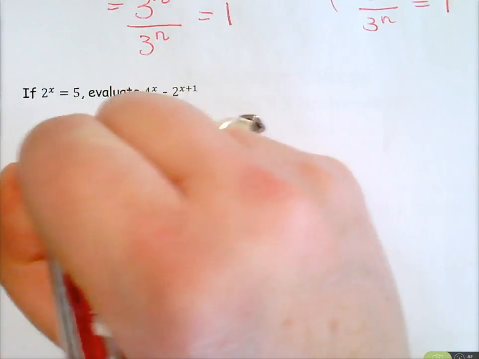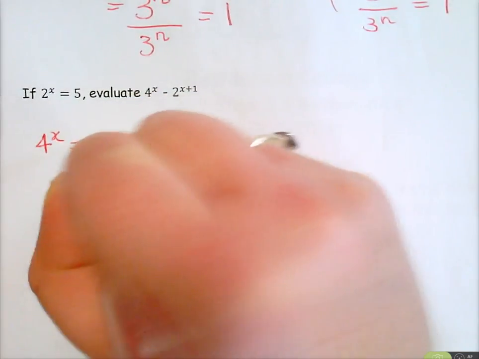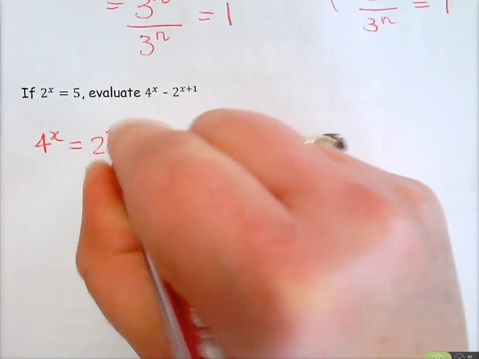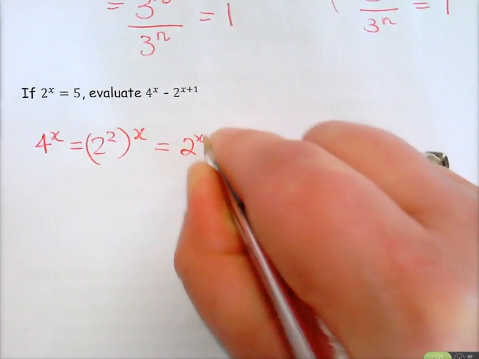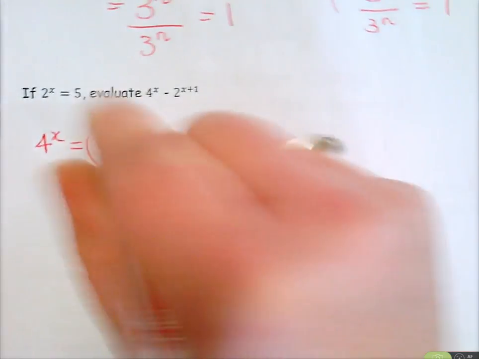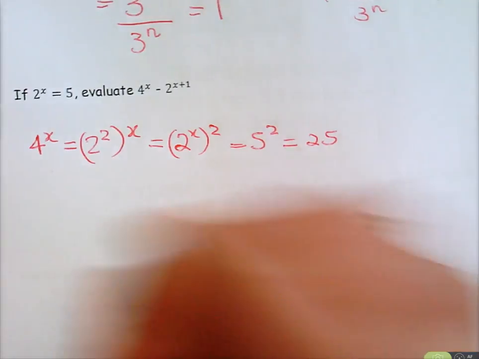Last question. If 2 to the power of x equals 5, evaluate this. Let's just look at 4 to the power of x first. That's 2 squared to the power of x. Remember, we swap these, so that's 2 to the power of x squared. We know that 2 to the power of x is 5, so that's 5 squared, which is 25.